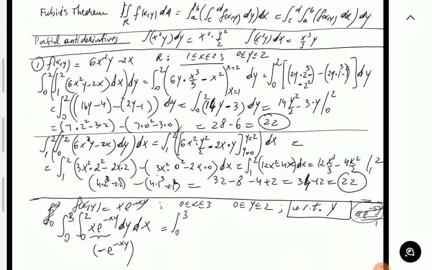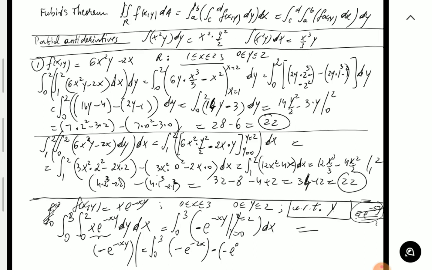This is going to be the integral from 0 to 3 of minus e to the negative xy with the bounds for y between 0 and 2. So let's plug in 2 for y. So that's minus e to the negative 2x. And then plug in 0 for y. So that's minus e to the 0. And then you're simply left with the integral from 0 to 3 of minus e to the minus 2x plus 1.